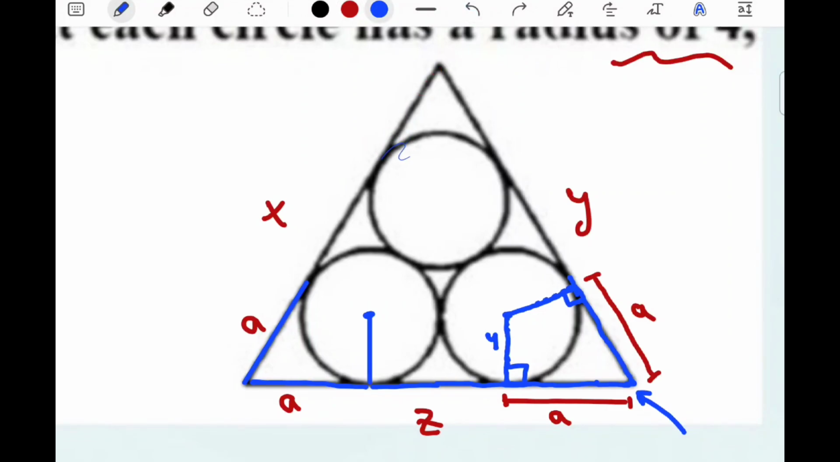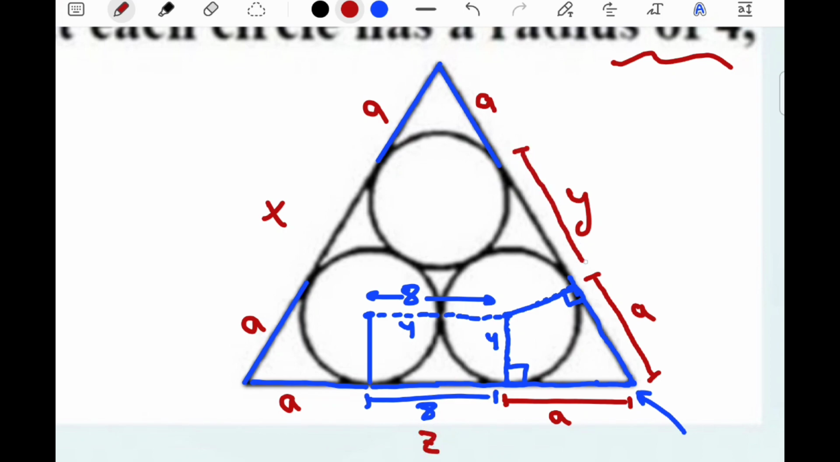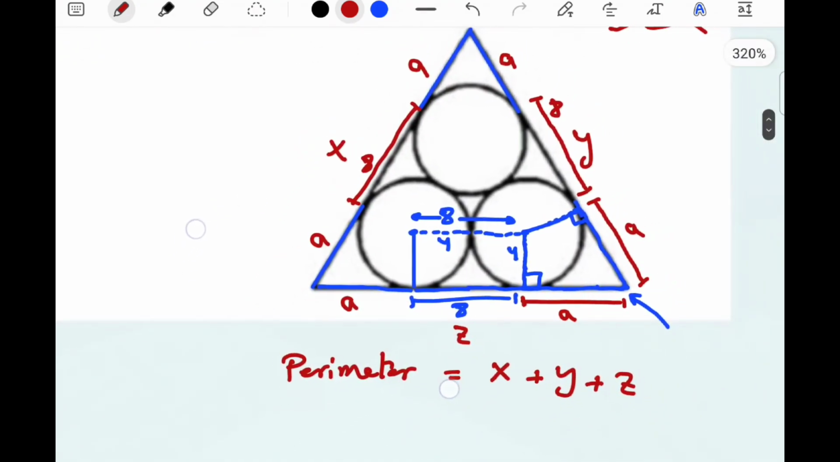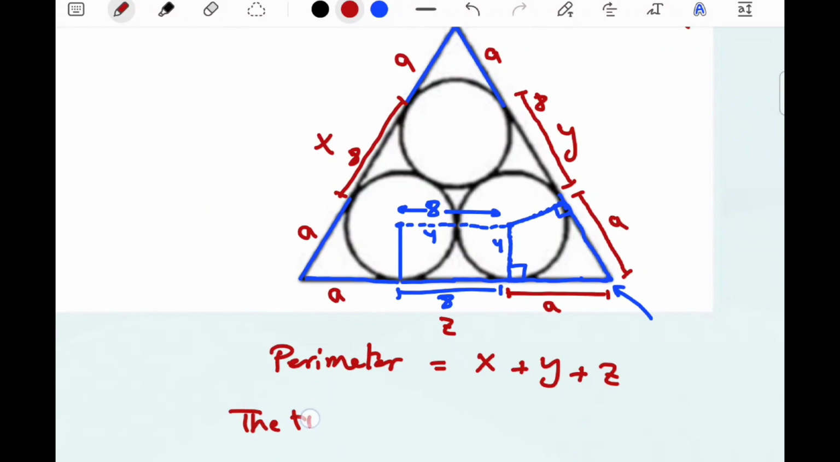We have this side and this side, they're also equal. The length is A, and it's clear that this length is 8, which is 4 plus 4. So this side from here to here is also equal to 8. And this side to this side is also equal to 8. This side to this side is equal to 8. So it's clear that the triangle is equilateral, which means that each angle here is 60 degrees.